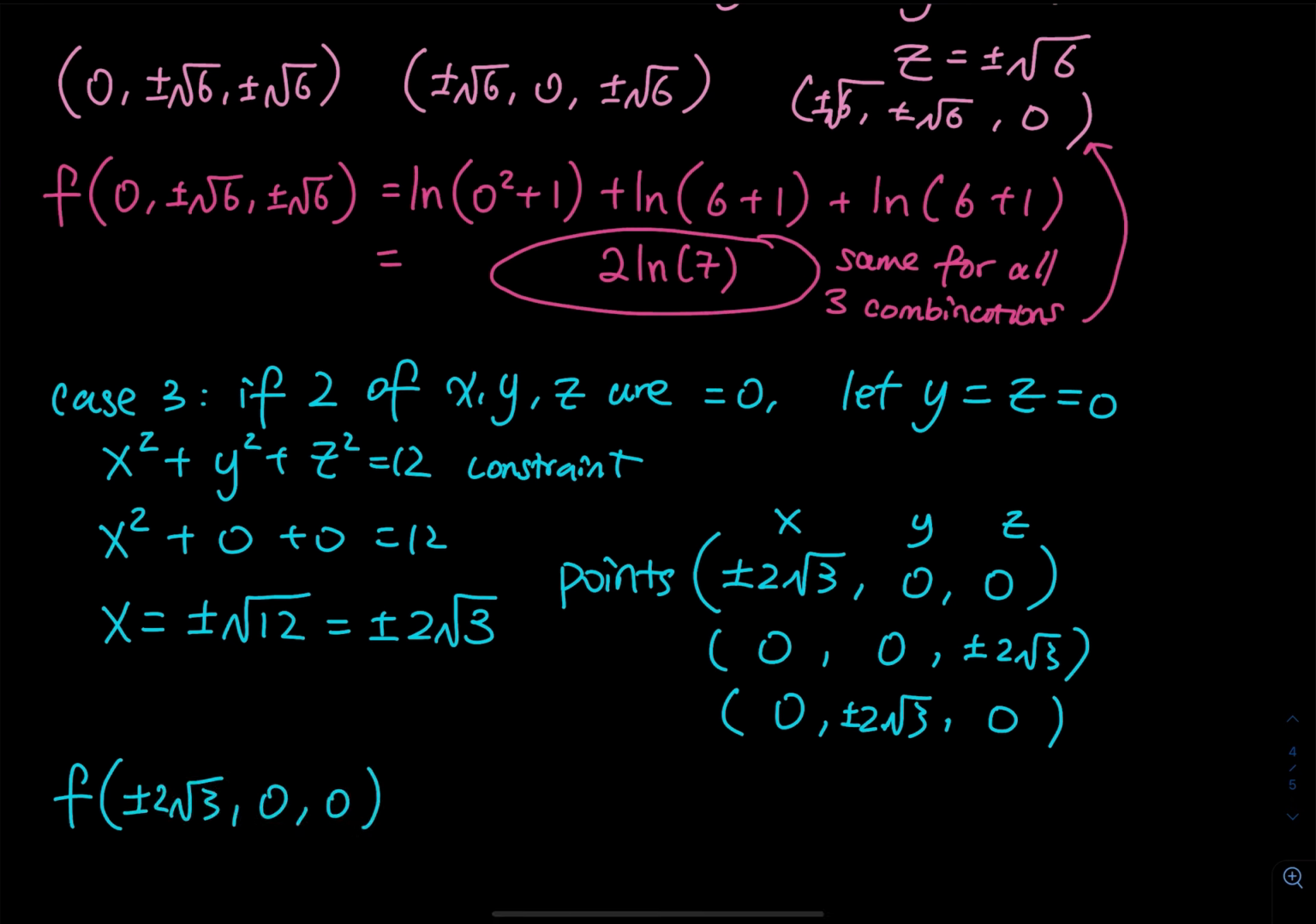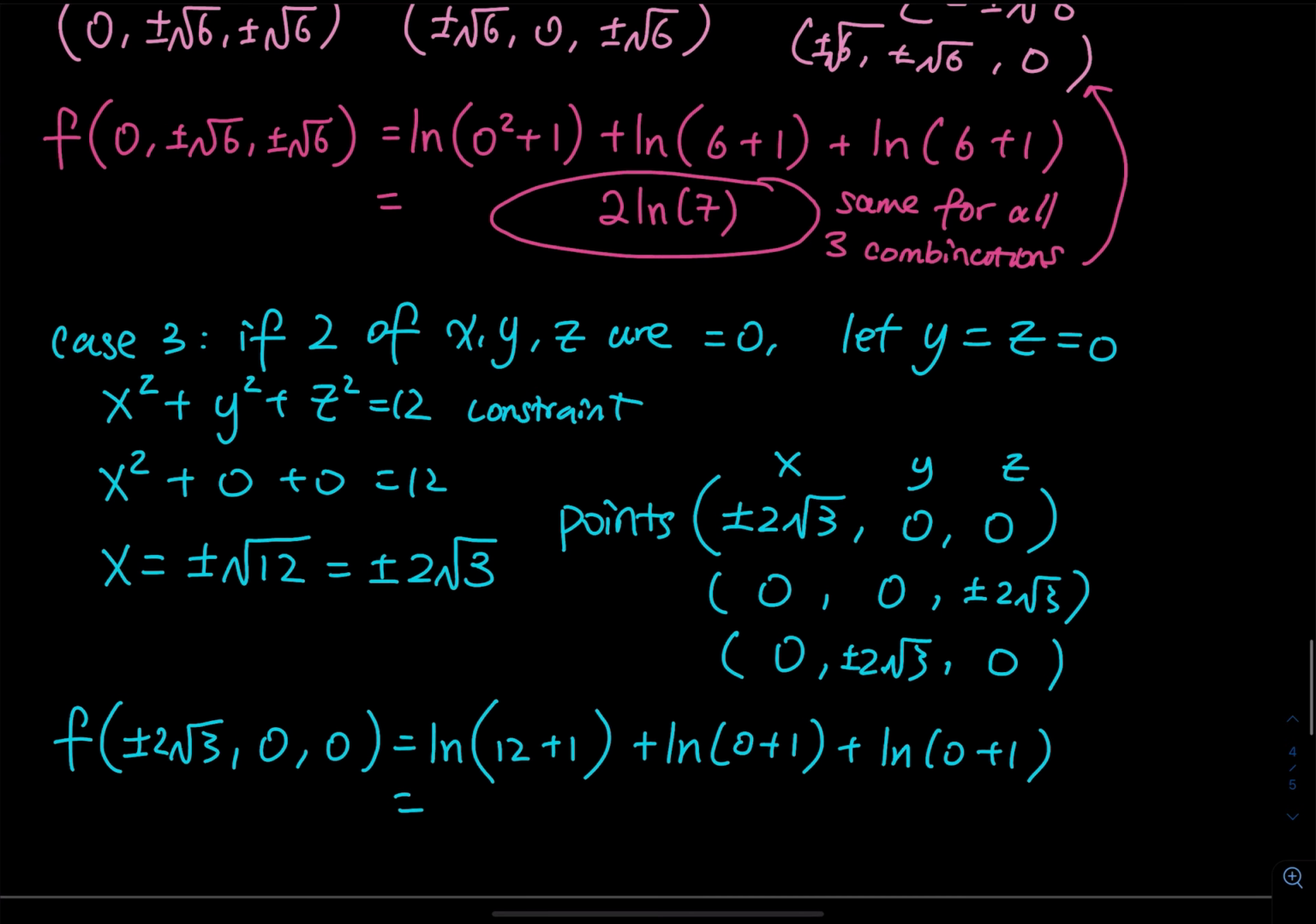So we only have to test one of them, plus or minus 2 root 3, and then a 0, and then a 0. You plug it into the objective function, so that is ln of the square of that square root, you get the 12 back plus 1, and then the rest is just 0 plus 1. ln 1 is 0. So if you test the other points, it will just be a matter of where you have the 12 plus 1. It can be in the middle, it can be at the end. But if you have that at the end, then the first two terms are equal to 0. So that means testing one will be enough. So that gives me ln 13.